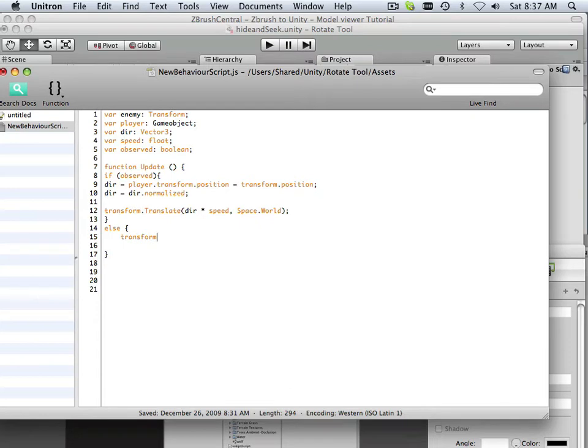Transform period eulerAngles, all angles of Y equals. Now this is getting to the complex mathematical equations, so I'm going to have you look up some of these. Ping pong. And then Time period time. Notice it's not Time.deltaTime. Negative 45 degree angle. And there we go.